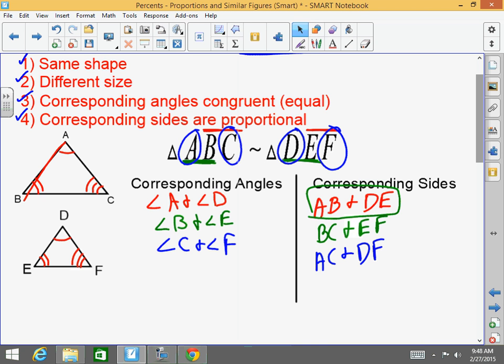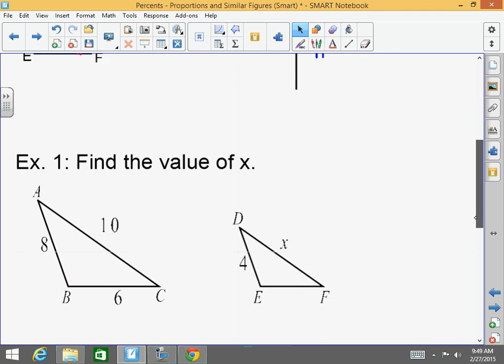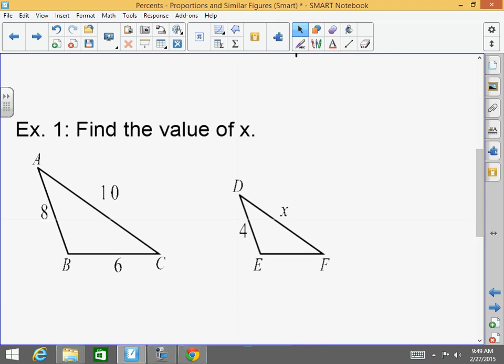Now, how does this apply to actual math and solving things? Very simple. Find the value of x. In my first triangle here, ABC, I have side AB is 8, BC is 6, and AC is 10. I have a second triangle, DEF. DE is 4, EF we don't know, and DF is x. I want to find the value of x. So we're going to write a ratio of the first triangle, and then we're going to use corresponding sides of the second triangle to solve it.